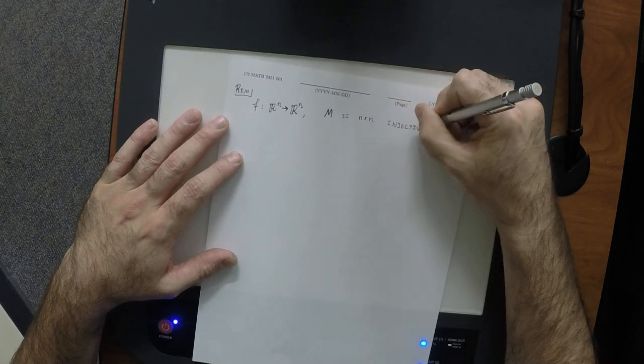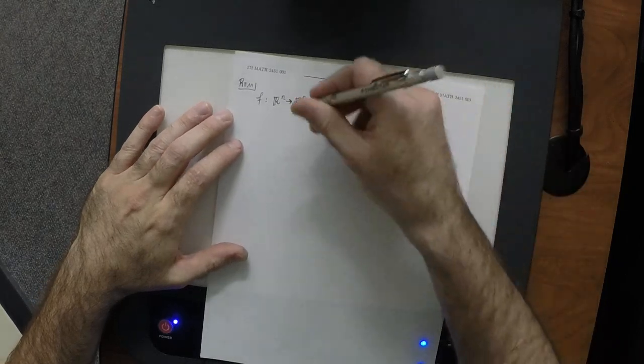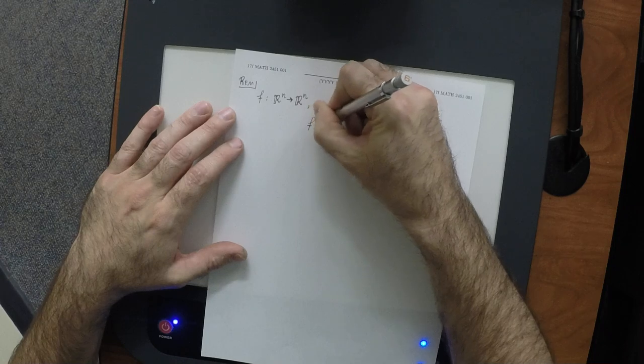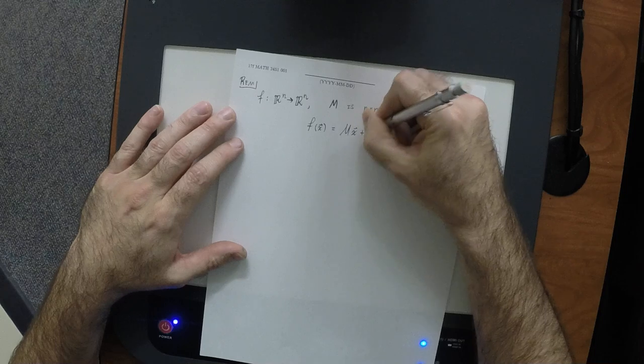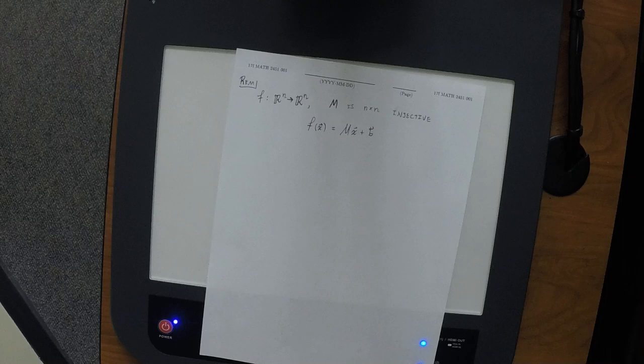Now, me writing injective, that's kind of being just a little bit cute. So the fact that m is n by n and injective, what else does that mean? Surjective. It's also surjective and bijective, and there's one more I word, that it is also invertible. Okay, good. So suppose that we have an injective matrix, and suppose furthermore that f of x is defined by this formula. f of x is mx plus b, where b is in Rn.